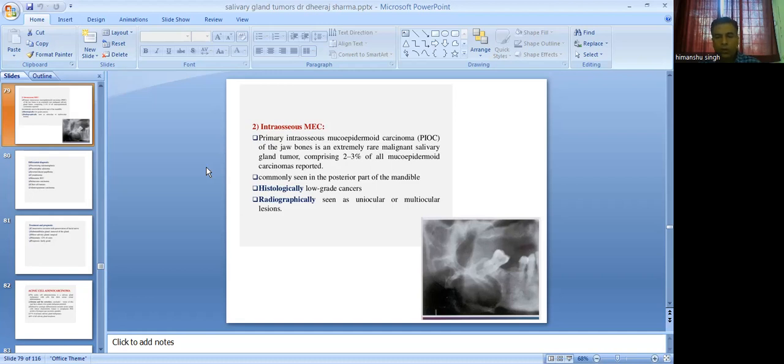Histologically, it is a low-grade cancer. Radiographically, it is seen as a unilocular or multilocular lesion. In the photograph which is attached, you can see the posterior part of the mandible is affected.